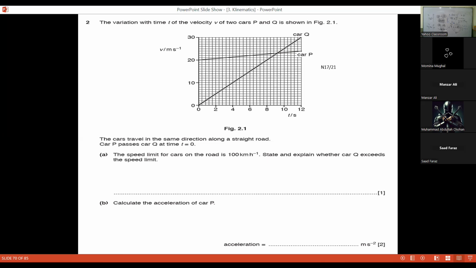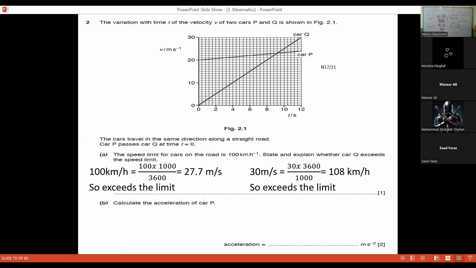His speed is 30 meters per second and limit is 100 kilometers per hour. Either convert 100 kilometers per hour into meter per second or convert meter per second into kilometer per hour. 30 meters per second, 30 into 3600 divided by 1000, it will be converted into kilometers per hour, and the answer comes out to be 108, which is more than 100. So he must have crossed the speed limit. Otherwise, आप ये भी कर सकते थे कि 100 किलोमीटर पर आवर को मीटर में कन्वर्ट कर लेते पर सेकेंड.